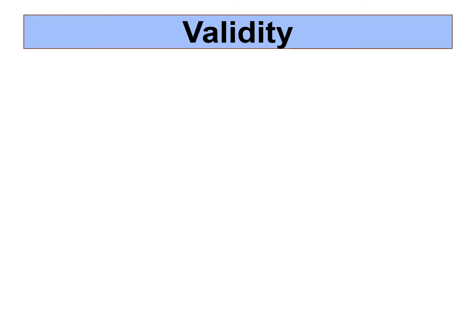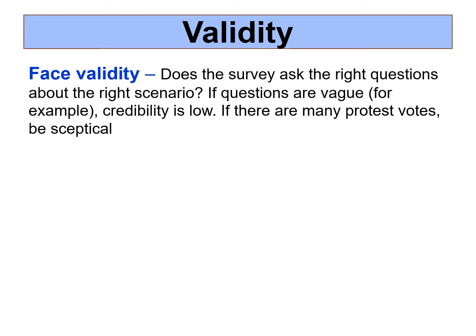There are a few types of validity. The first one is face validity. So you have to check, does your survey ask the right question about the right scenario? If, let's say, your questions are vague, definitely its credibility will be low. If there are many protest votes, definitely you have to be skeptical about your result.